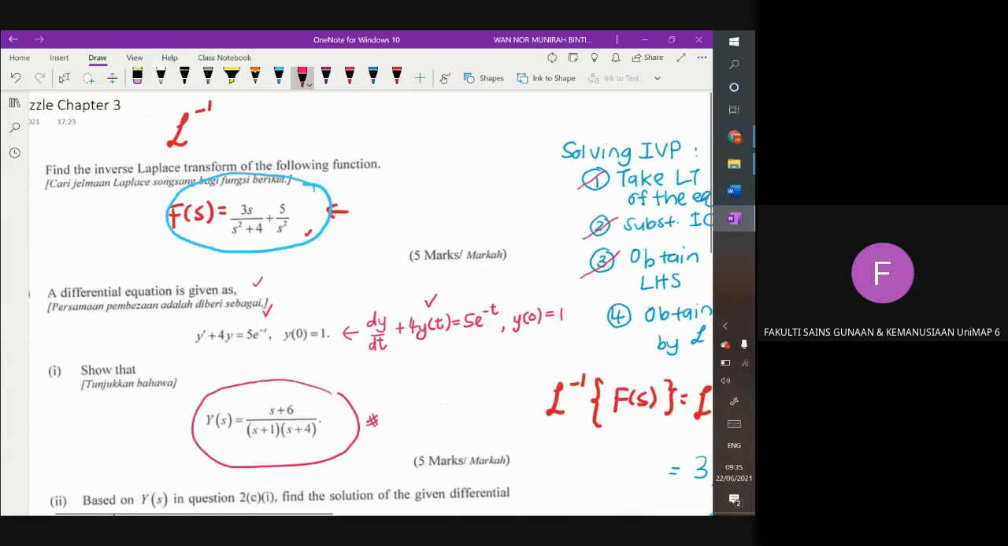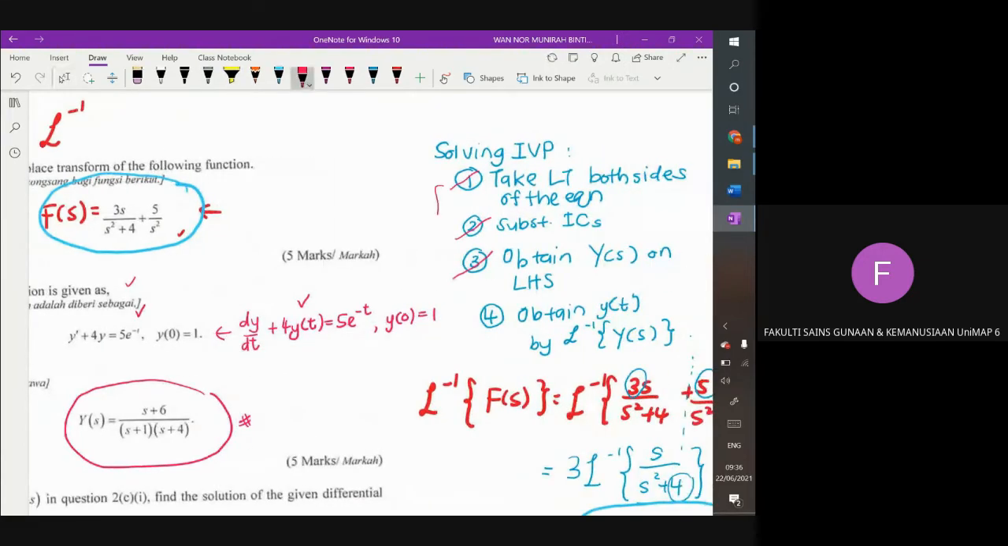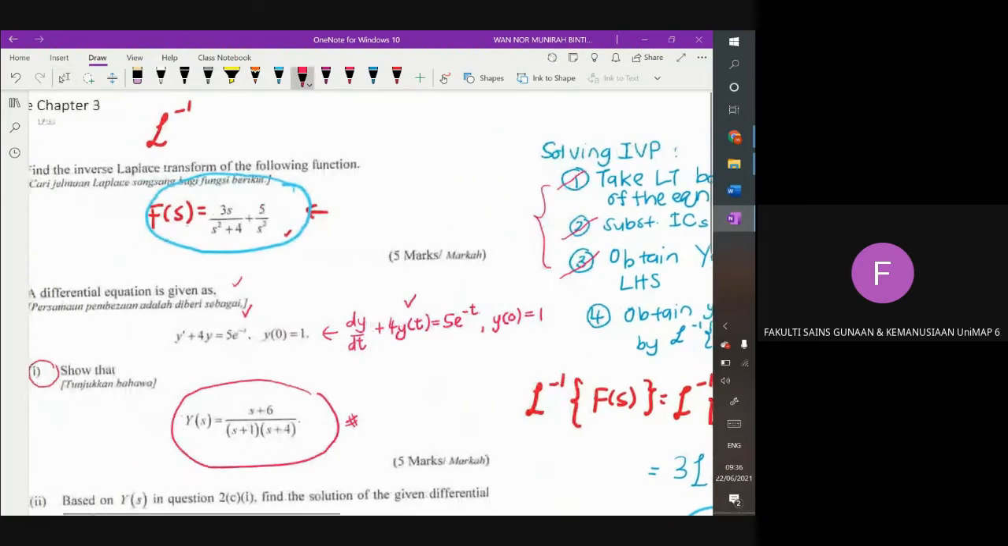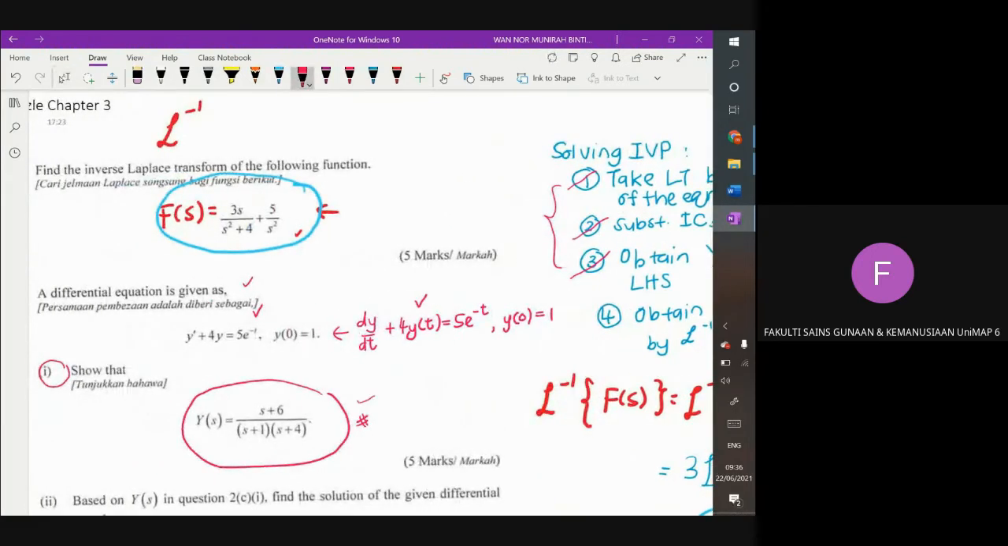So in order to answer the first question here, you must do these three steps first, the first three steps in order to get your ys. So in this question, you are very lucky because the question already guides you. The question already shows you what your ys is, so that you have been guided in order to get the ys. So your 5 marks must already be in your hands.